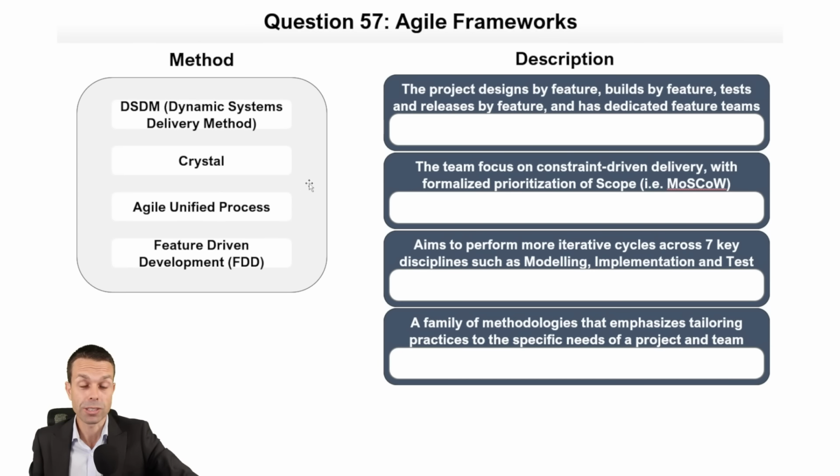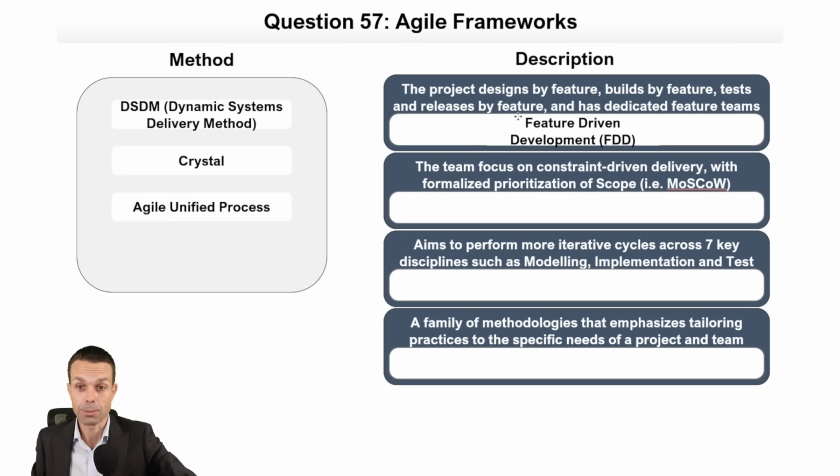The project designs by feature, builds by feature, tests and releases by feature, and has dedicated feature teams. We did this one before. This is our Agile feature-driven development. The team focuses on constraint-driven delivery with formalized prioritization of scope. For example, MoSCoW. Do you know what MoSCoW is? Must have, should have, could have, will not have. That's how we prioritize our scope.